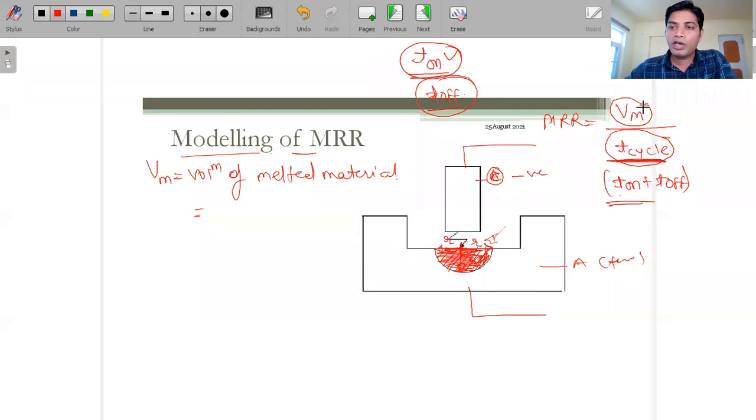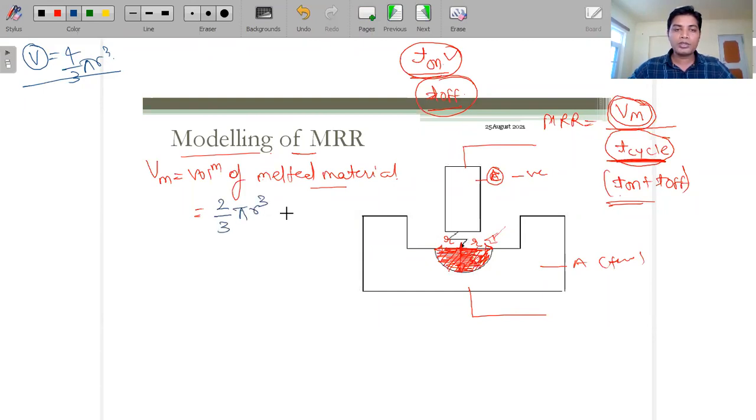Now what we are going to do is calculate the volume which is removed. The volume of the melted material: the volume of the sphere is 4 by 3 pi r cube. If this is a semi-sphere, the volume becomes half, so it becomes 2 by 3 pi r cube. This is equation number 1, and please keep this as 1, and this is 2.